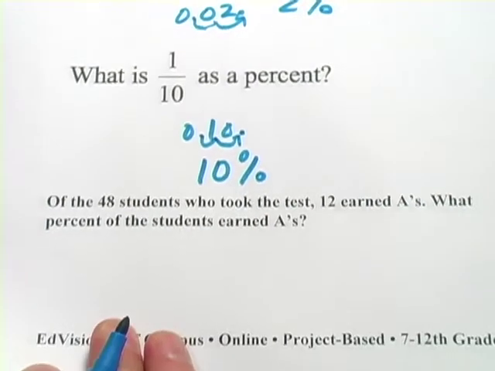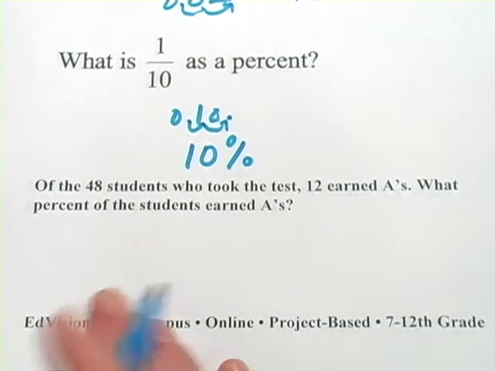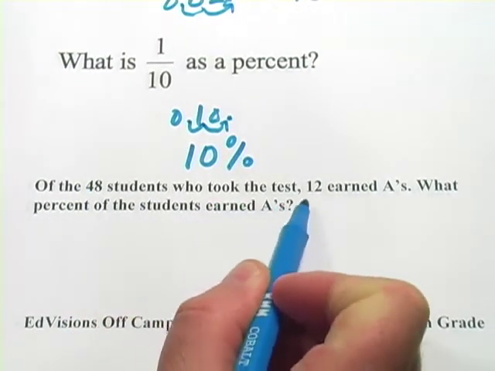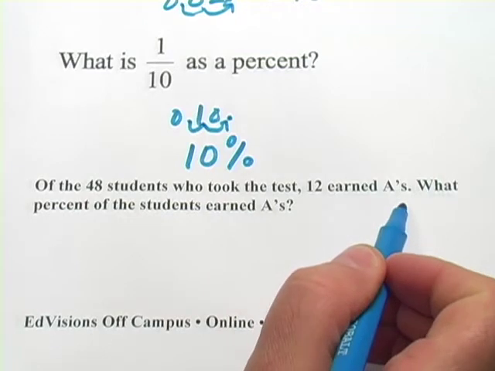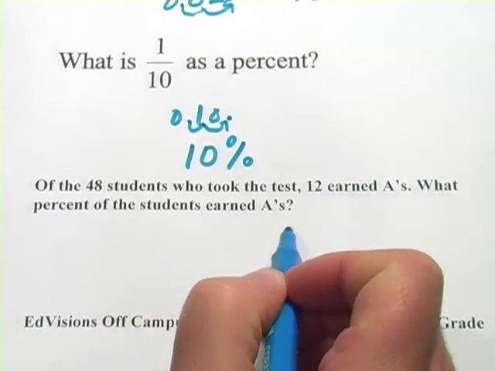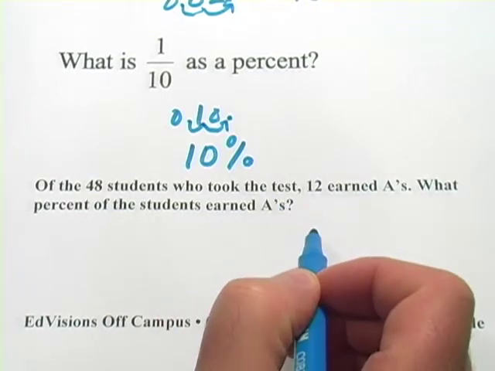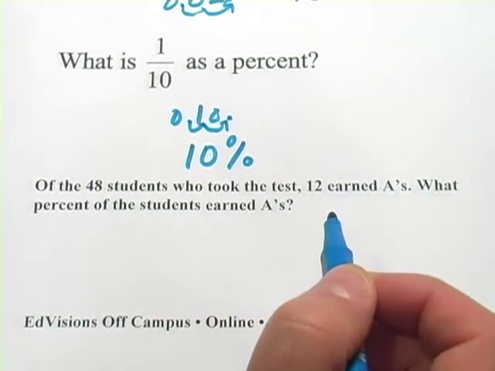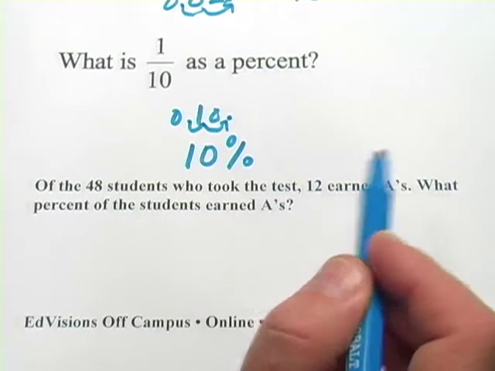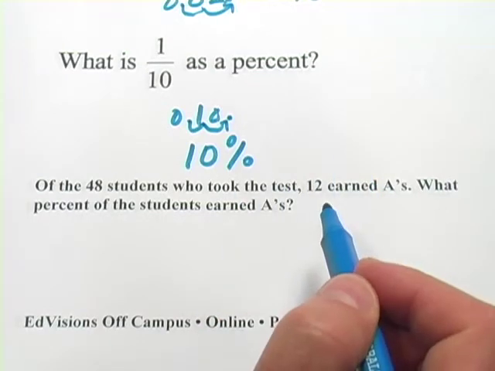All right, let's look at one more. This one's a little trickier. It says, of the 48 students who took the test, 12 earned A's. What percent of the students earned A's? So out of this word problem, you need to get a fraction first. Then we can convert that fraction to a decimal. Then we can move the decimal point 2 places to the right and get our percent.